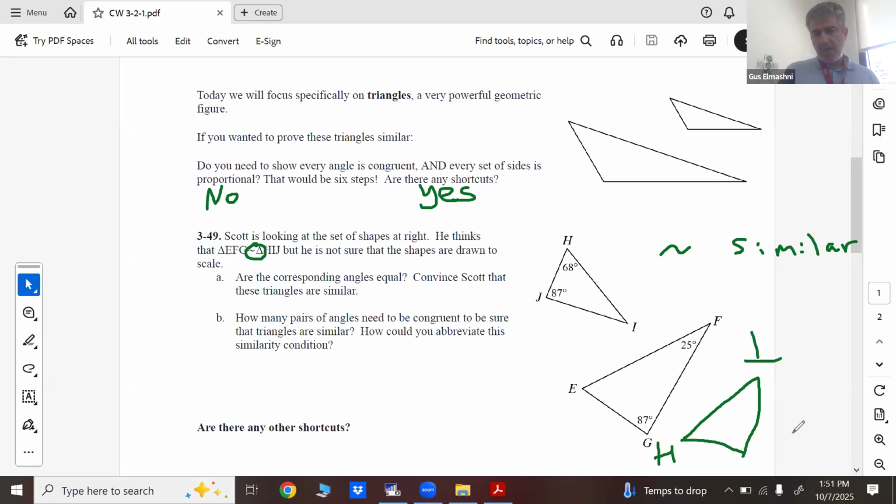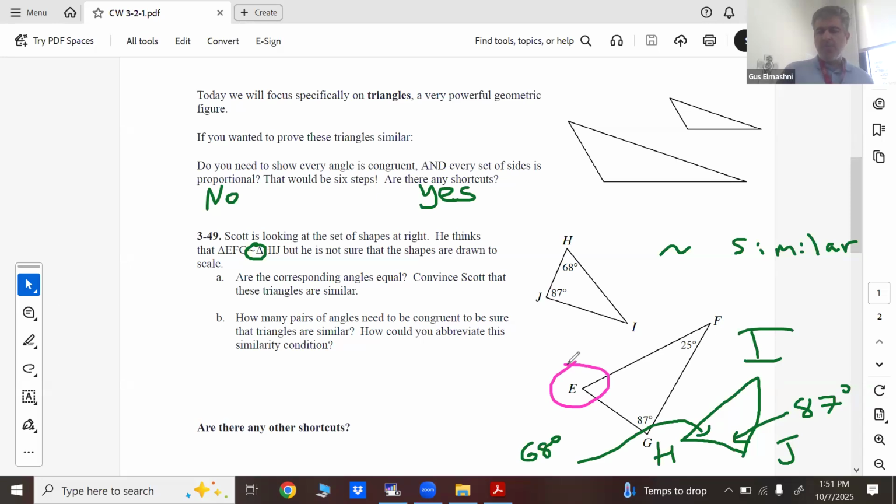HIJ. And J is, of course, 87 degrees, so I'm going to put an 87 right here. And H, of course, is 68 degrees. So if you think about it, what would have to be reserved for angle E?